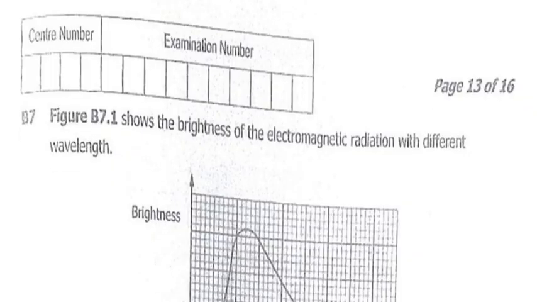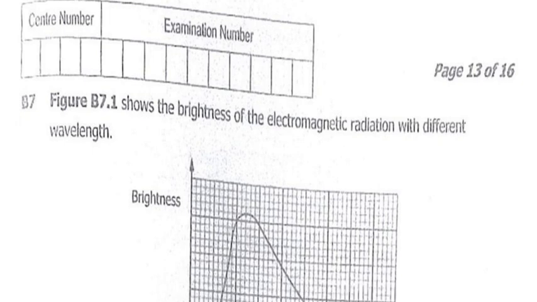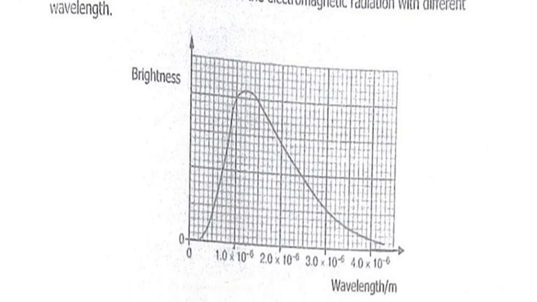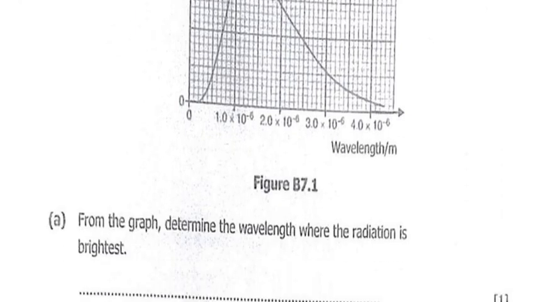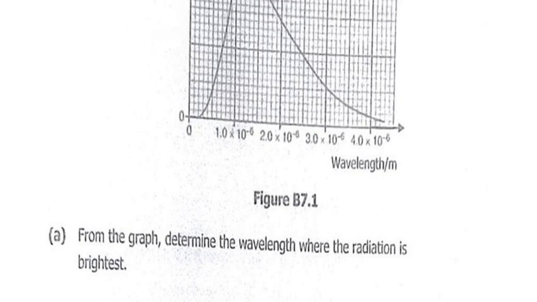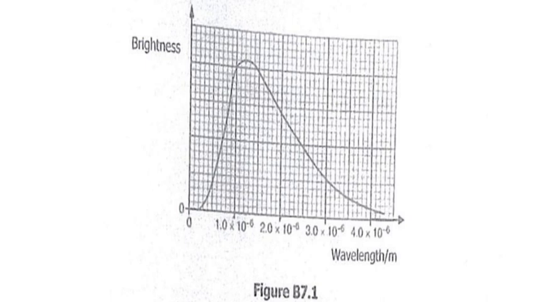We proceed. We go to question B7. Figure B7.1 shows the brightness of the electromagnetic radiation with different wavelengths. What's the question? From the graph, determine the wavelength where the radiation is brightest. Let's check. Radiation is brightest here, that's why it's brightest. So I'll just come down and check the wavelength down.